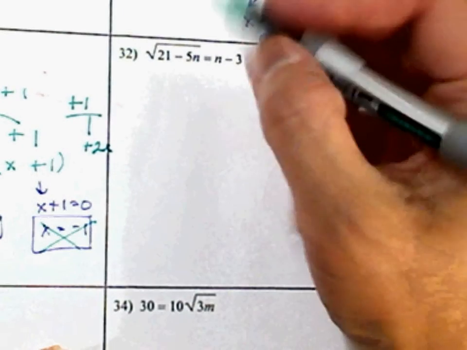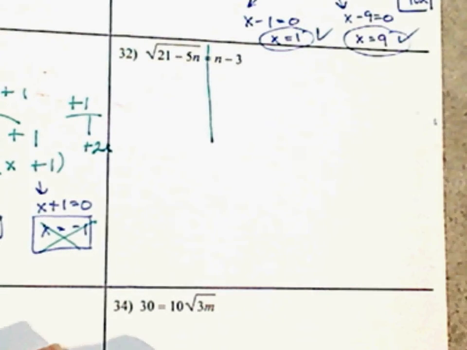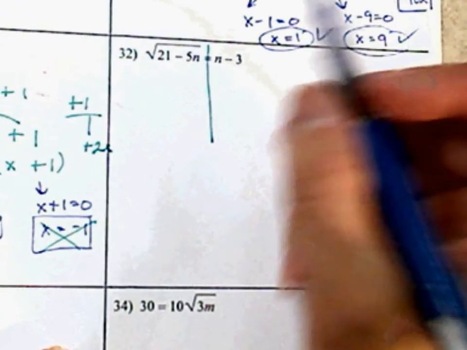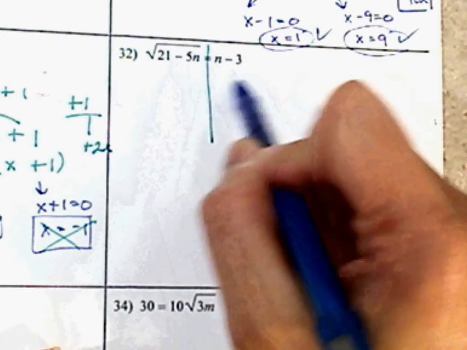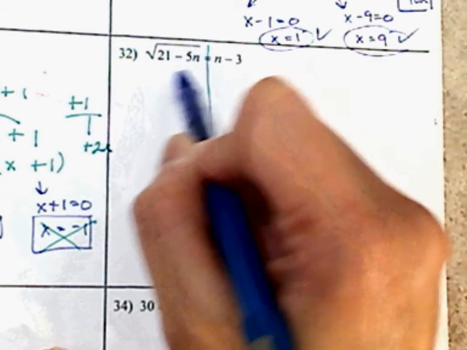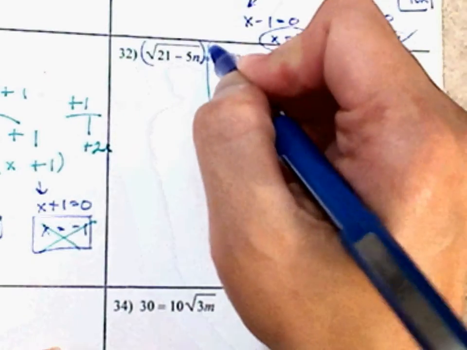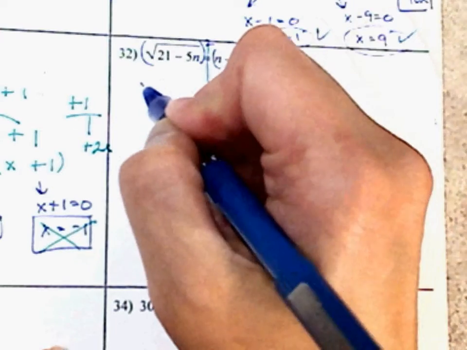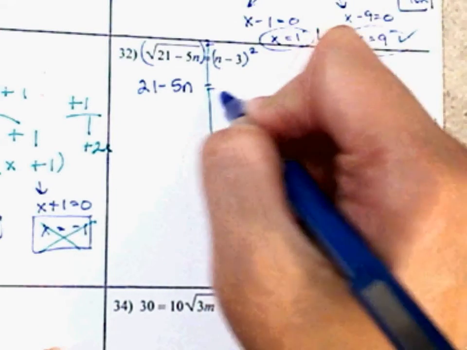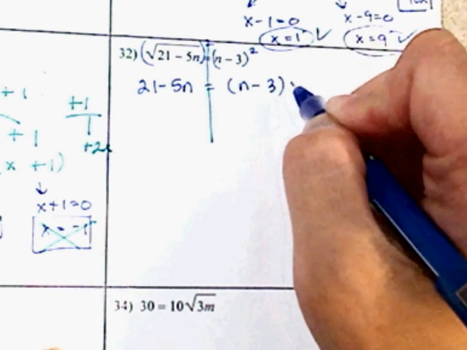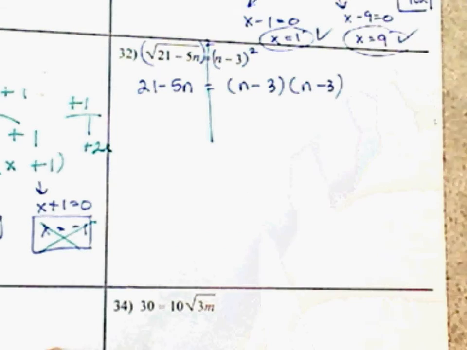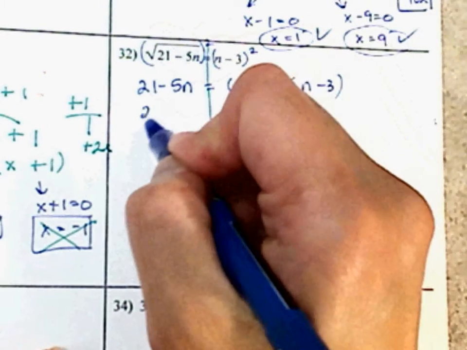Here's your equal sign. Okay. This is all the same. You got a square root, nothing around it, so I'm going to just square both sides. So now you have 21 minus 5n equals n minus 3 times n minus 3. Okay. Can't do anything to that yet. I'm going to bring it down.